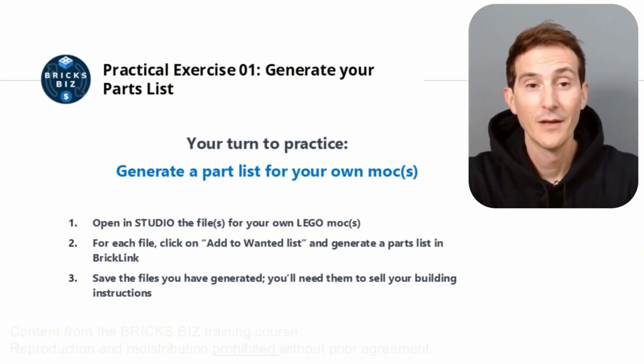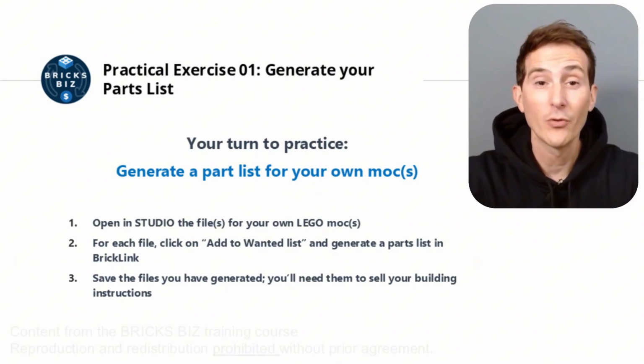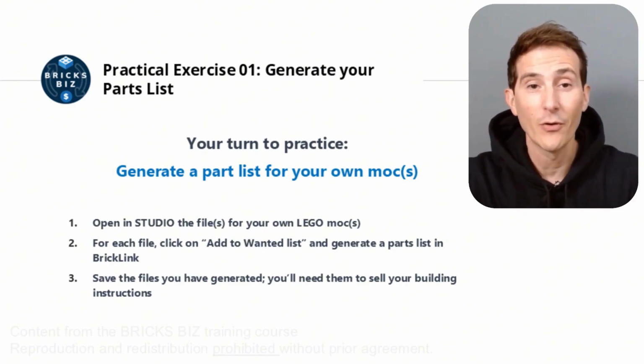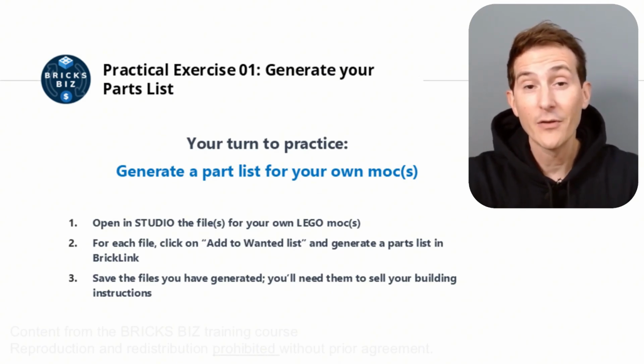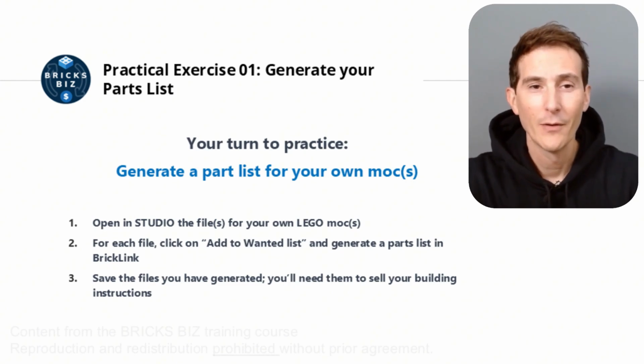Now let's move on to the first practical exercise of this lesson. As you might expect, I'll be asking you to generate a parts list in XML format for your MOCs. Follow the procedure I've just explained, starting with your 3D models, and create a new wanted list for each one. Keep the generated files on your computer alongside the corresponding Studio files. You'll need these later to list your building instructions for sale. Take a few minutes now to create your parts lists.